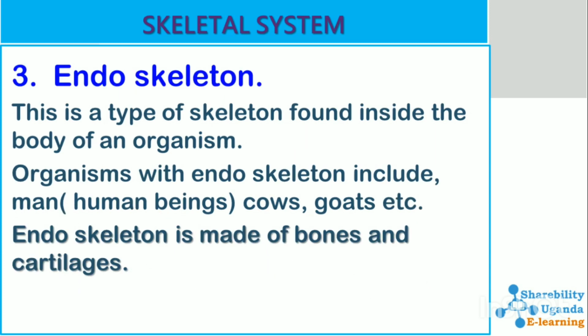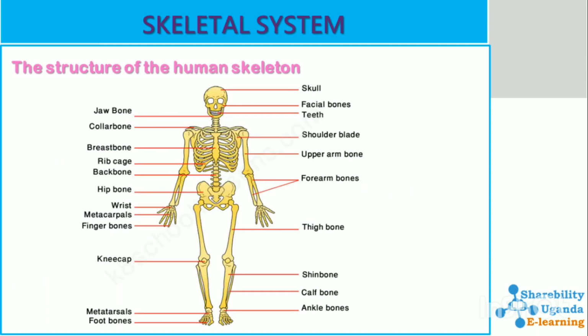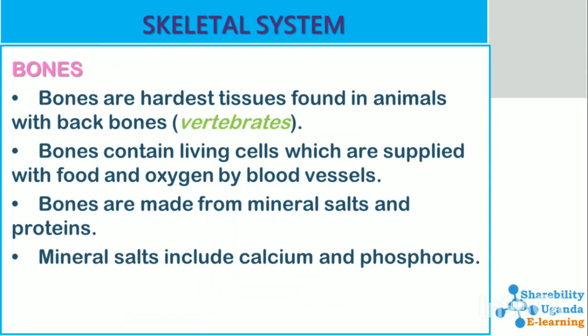Then we also have what we call the endoskeleton, which is contained inside the organism. Organisms with endoskeletons include human beings, cows, etc. Endoskeletons are made up of bones and cartilages. This is a structure of the human skeleton. You can pause the video and take a look at the different parts or the bones that make up the human skeleton.